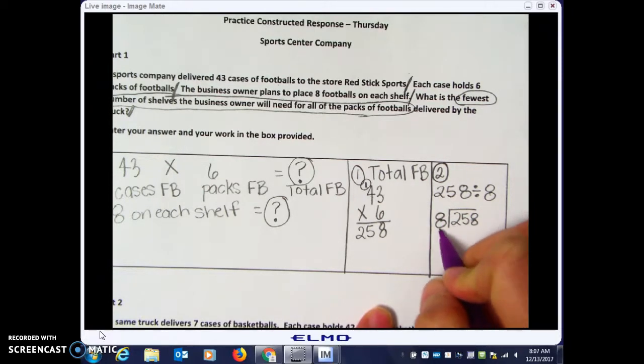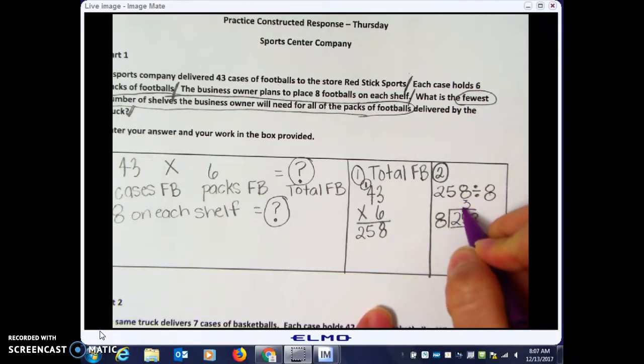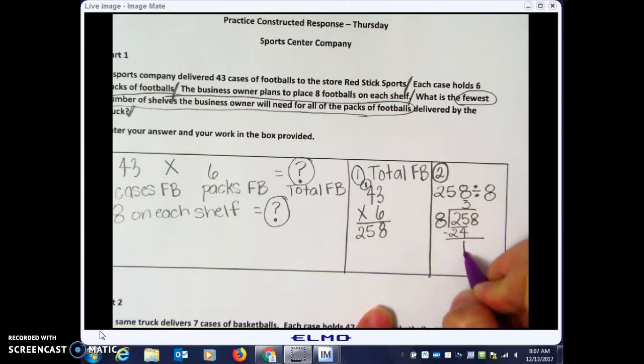Okay, you can't do 2 divided by 8, so you have to do 25 divided by 8. That's 3. 8 times 3 is 24. Subtract and you get 1. Bring down the 8. Start over. 18 divided by 8 is 2. 2 times 8 is 16. Subtract and you get 2. So 32 with a remainder of 2.